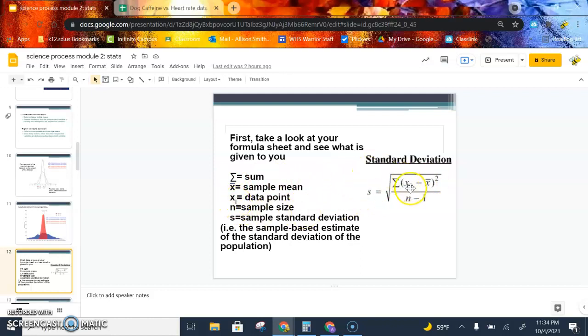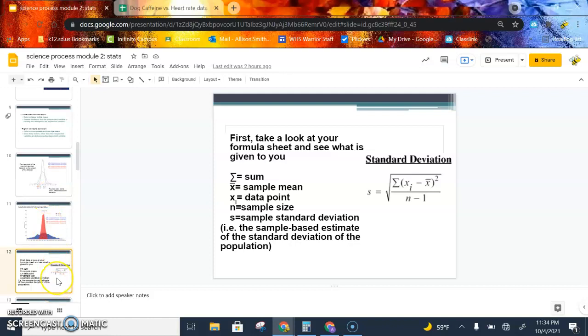Xi, that's just a data point. So in this case, it's going to be one dog's heartbeat. And then N is your sample size. So if you tested 1,000 dogs, N is 1,000. If you tested 500 dogs, N is 500. And then S, of course, is the standard deviation, which is what we will be calculating or trying to figure out.